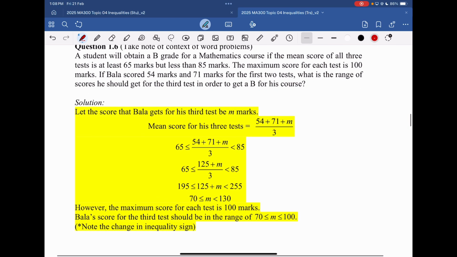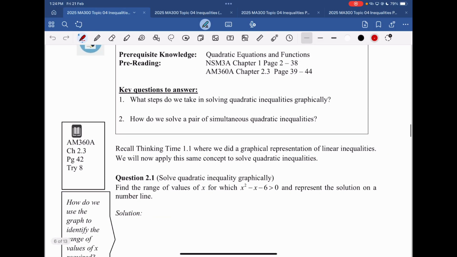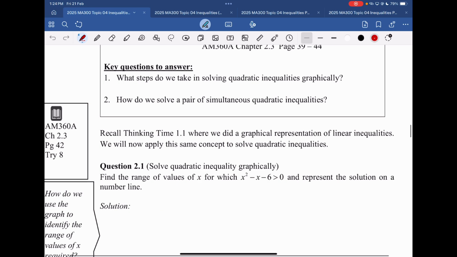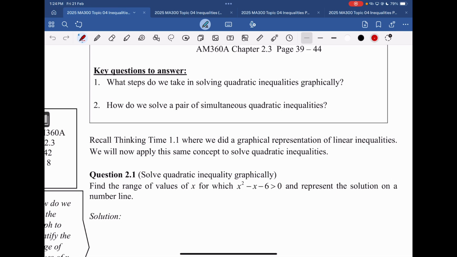Okay, so 1.6. Have you all done? Anyone not done yet? Okay, then wait a while. Quadratic inequality. So we looked at linear inequality in part 1. Part 2, we look at quadratic. Part 3, we are going to look at logarithmic inequalities.